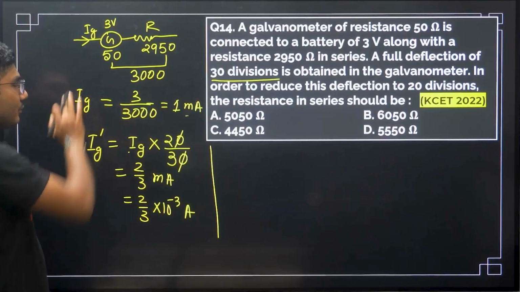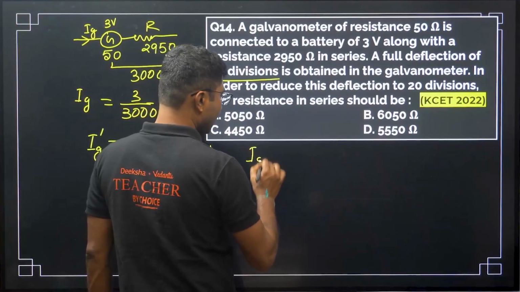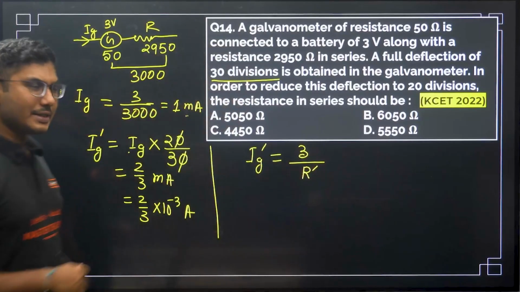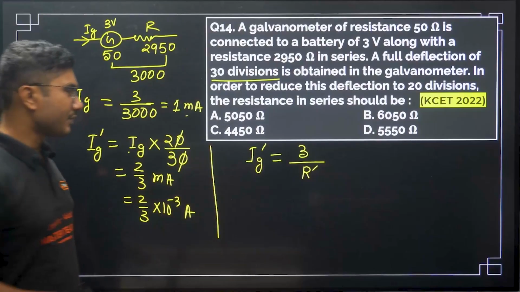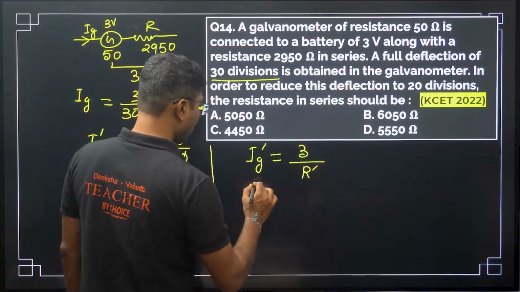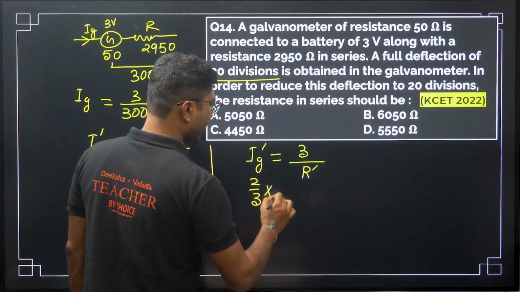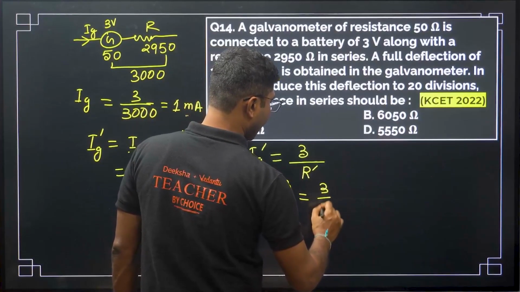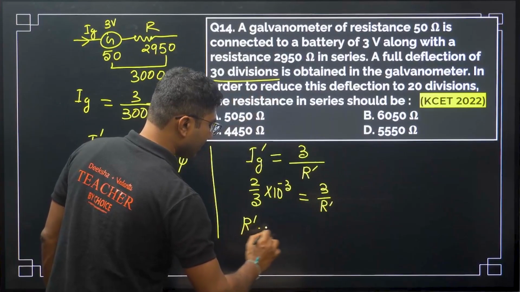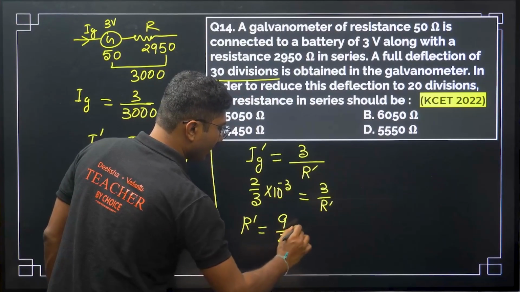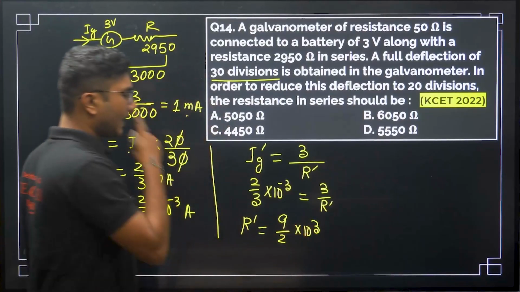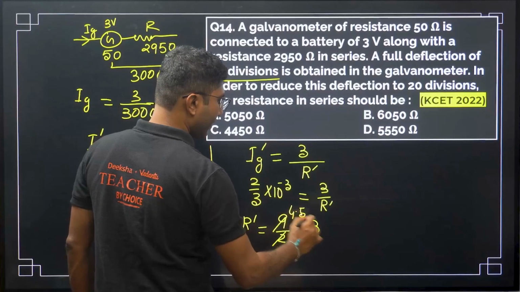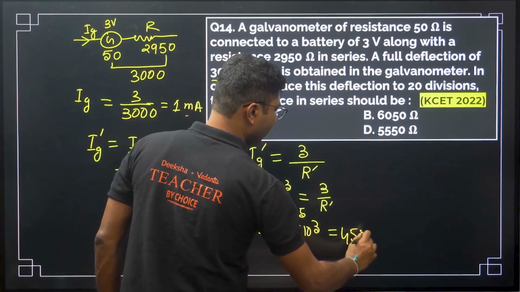Now we will again go back to the same formula. For Ig dash, the voltage is the same, the resistance has changed. We have to find this resistance first. So Ig dash is 2 by 3 into 10 to the power of minus 3, which is 3 by R dash. So R dash is 9 by 2 into 10 to the power of 3. Just cross multiplication, 4.5, so it will be 4500 ohm.